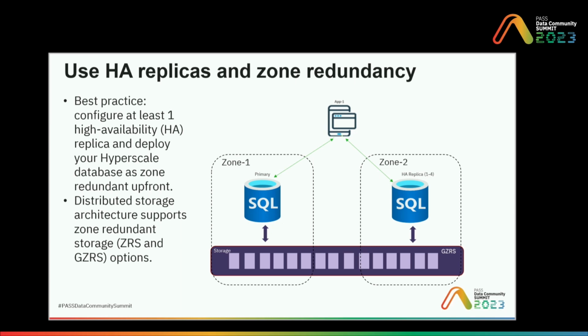Now, Hyperscale actually gives the ability of creating a high availability replica out of the box. You need not do anything. Go to the Azure portal while you're configuring Hyperscale. Just say, I want an HA replica. And that's it. Because of our distributed storage nature, we will get you an HA replica in a different zone. Now, that is really necessary for failures like zonal failures.